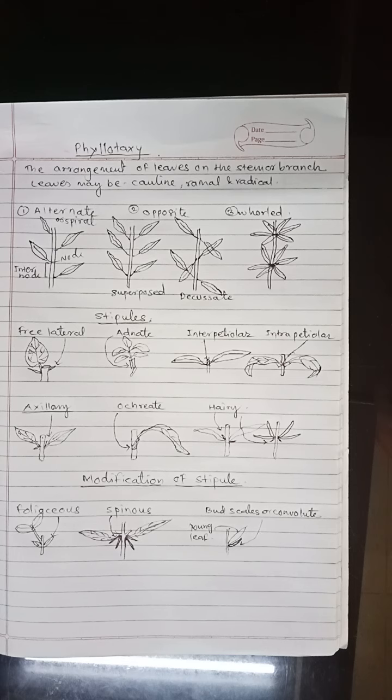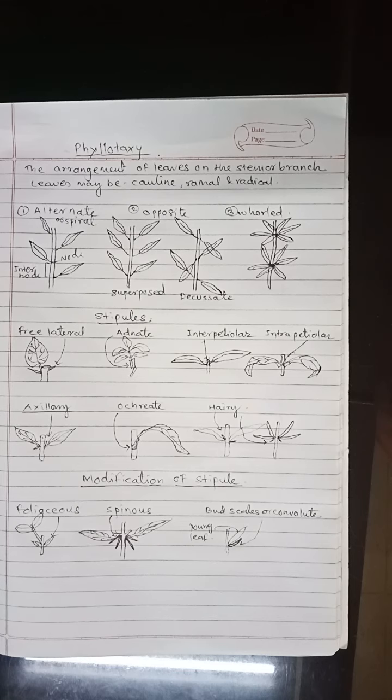Then last one, that is whorled type. If more than two leaves are present at a node as a whorl, it is called whorled phyllotaxy. It is also called cyclic or verticillate phyllotaxy. Example: Nerium, Hydrilla.